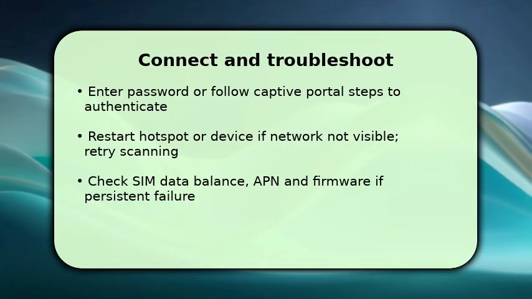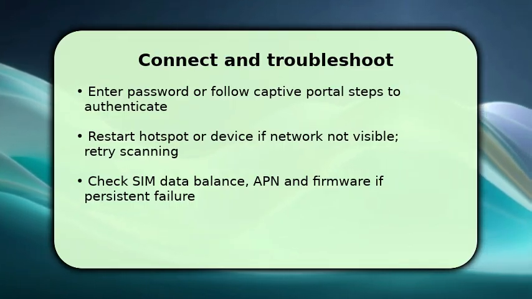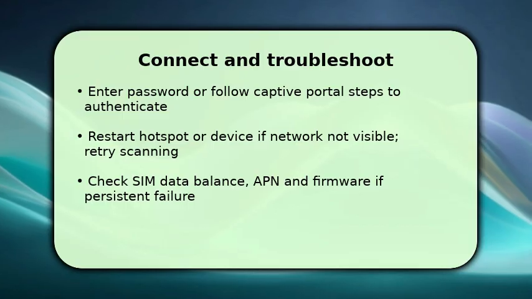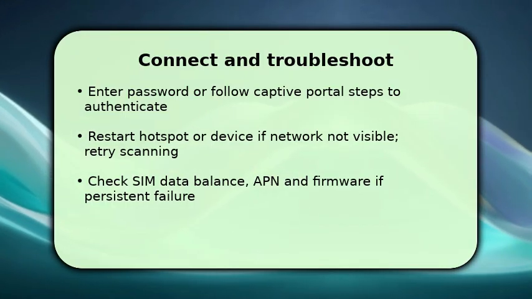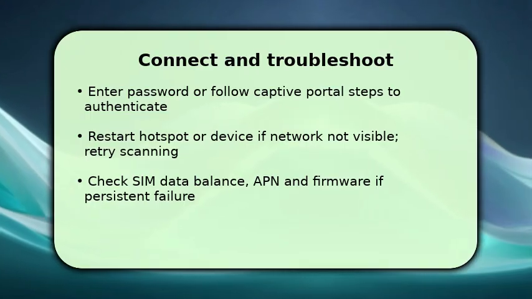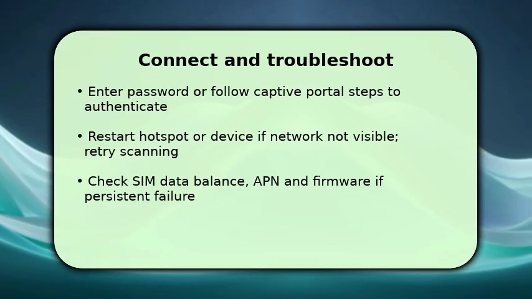Make sure the Jio SIM has data balance and correct APN settings if you still can't access the internet. One key troubleshooting tip: toggle airplane mode on the viewing device for 5 seconds to refresh radio stacks before trying again.